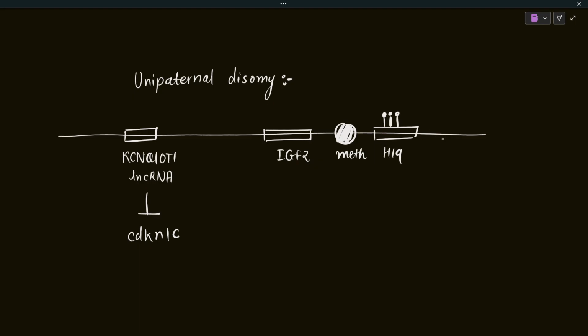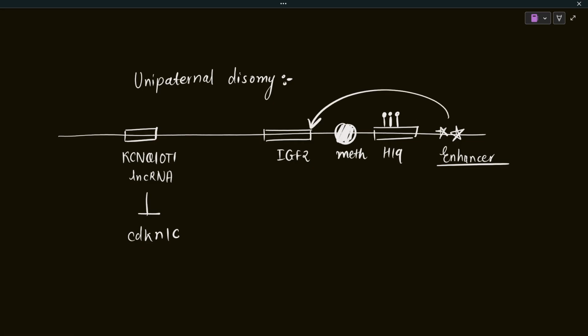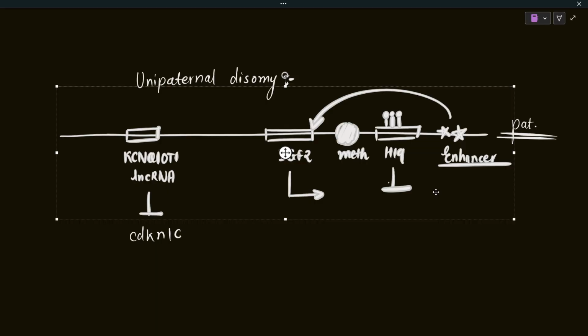And both of the genes are controlled by this enhancer. So this enhancer can control IGF2 because there is absence of CTCF, and that is why there will be production of IGF2, but there will be no production of H19. So this is the paternal allele. But due to the unipaternal disomy, both of the alleles will be paternal alleles.